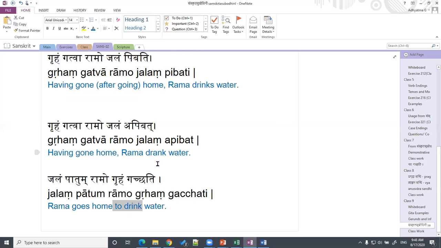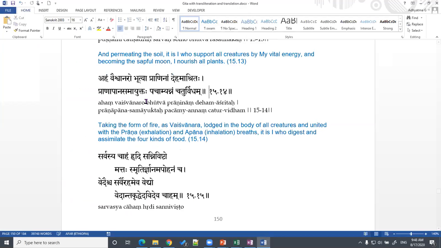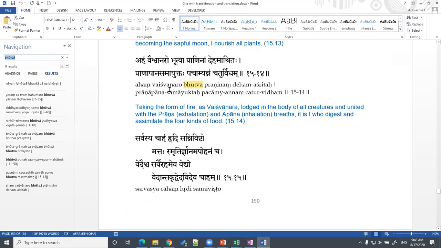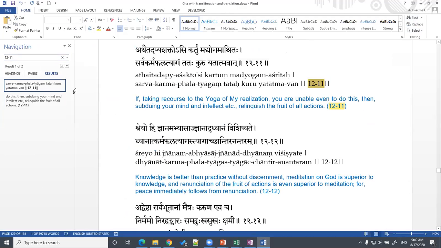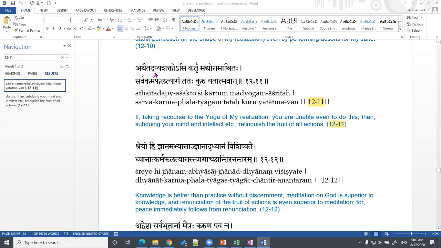As you see more usages, you will find there are more ways you can understand the use of tum. Gita 12th chapter 11th verse also has it. Let me see what 12.11 is. Athaitadapi shaktoshi kartum mad yoga mashritah. Yes, there are a lot of examples. These two forms are extremely common. So you will find a lot of examples in Sanskrit literature, in the Gita, everywhere. They are very common, and they give tremendous power to the sentences.